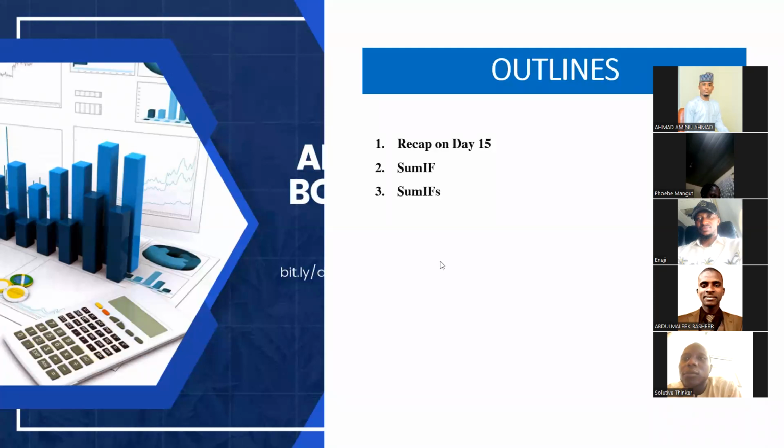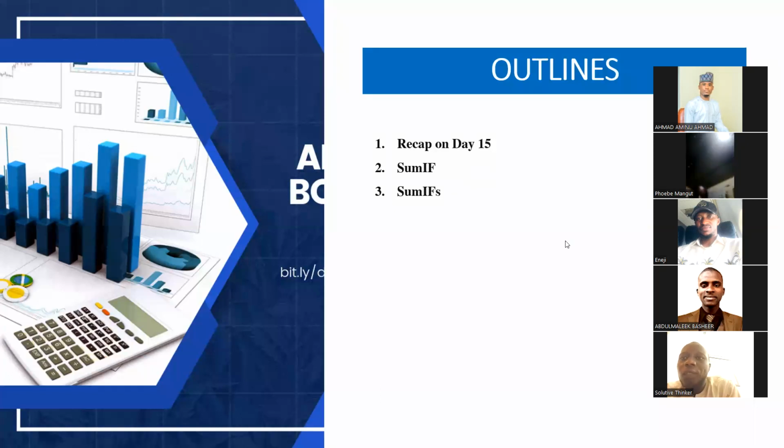So the next thing we are going to talk about today is SUMIF and SUMIFS. So SUMIF and SUMIFS is like, I can't say the opposite of count. So if you can think, we say count, we count a particular data based on a criteria. For the SUMIF, we sum a particular data based on a criteria. So this is the difference between the two. For the SUMIF, we want to sum a particular data based on a particular criteria.